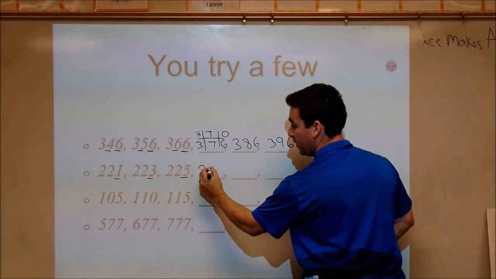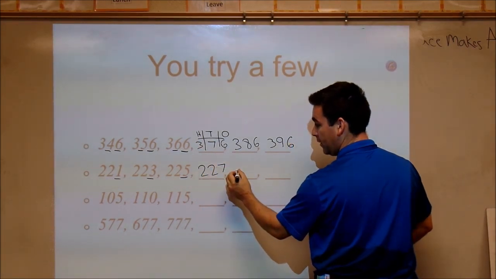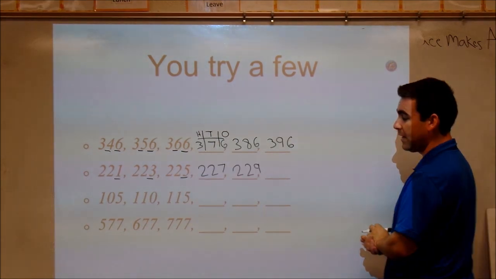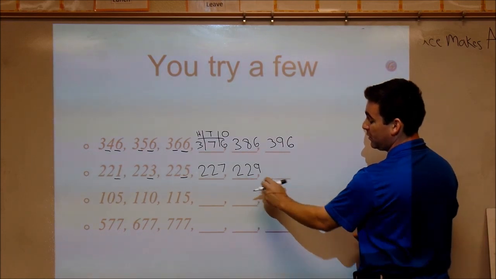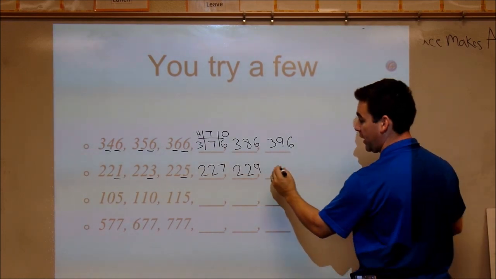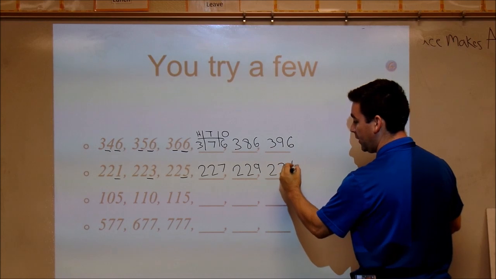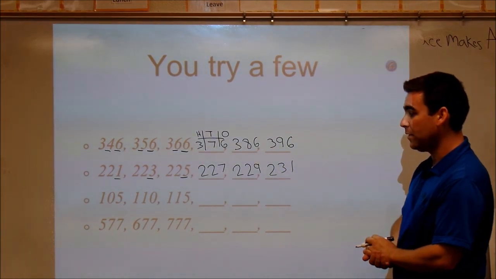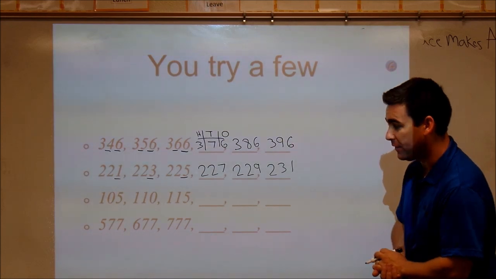So, we continue on the pattern, just 2 more. It's 227, 229, and then it's going to regroup, and so this is one instance where that tens place will change to become 231.